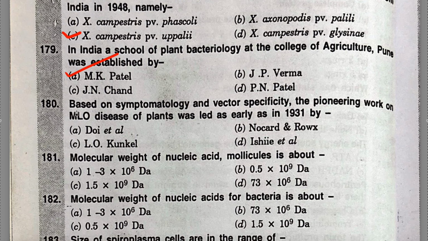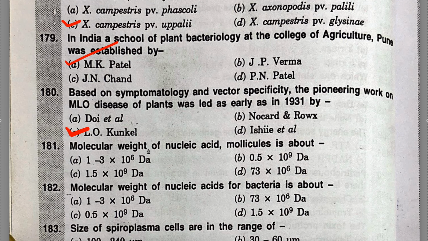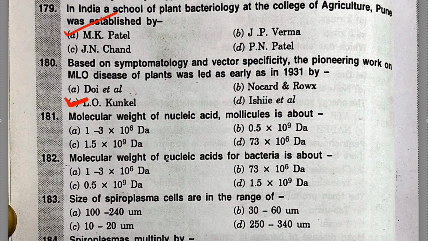Okay. 180. Based on symptomology and vector specificity, the pioneering work on MLO disease of plants was led as early as 1931 by Doi et al., Knockert and Rocks, L. O. Nuckel, or Ishii et al. The answer is option C. Okay.